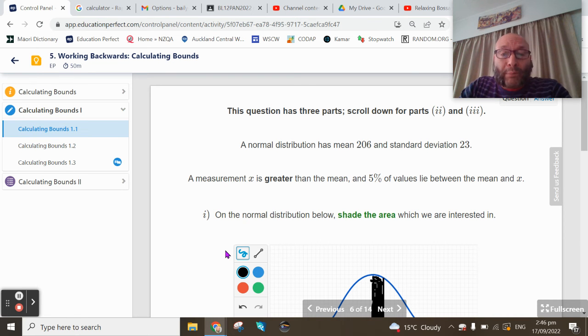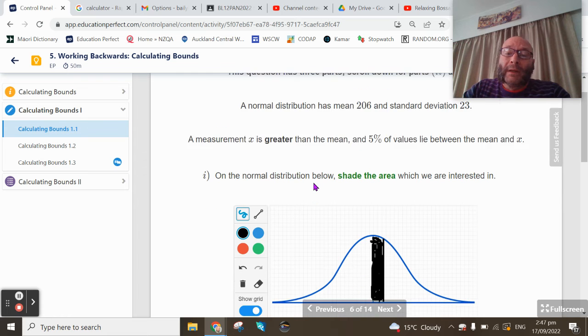Today we'll be covering one more practice question. Let's get into it. So we're told that a normal distribution has a mean of 206 and a standard deviation of 23. A measurement x is greater than the mean, and 5% of the values lie between the mean and that value of x. So the tip that this is going to be an inverse normal distribution problem is that we're not looking to find a probability. We know the probability. We're trying to find an x value.